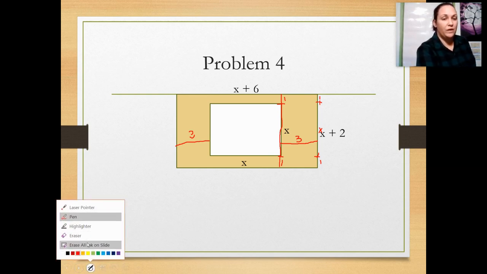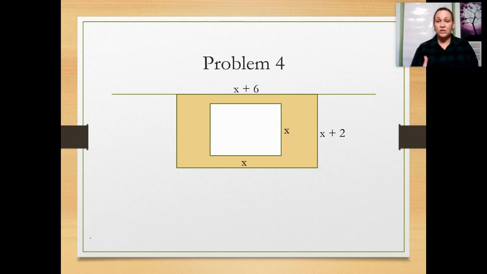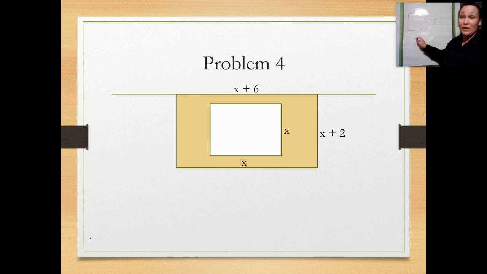Notice again that they were not written on there originally, right? We had to figure that out. Now that I have all of my dimensions, I can do what I did in the last problem. I can find the area of the large rectangle minus the area of the small rectangle, or square in this problem. And that should give me the punched out part. Okay, so go ahead and do that, and I'll write my answers down while you're working.